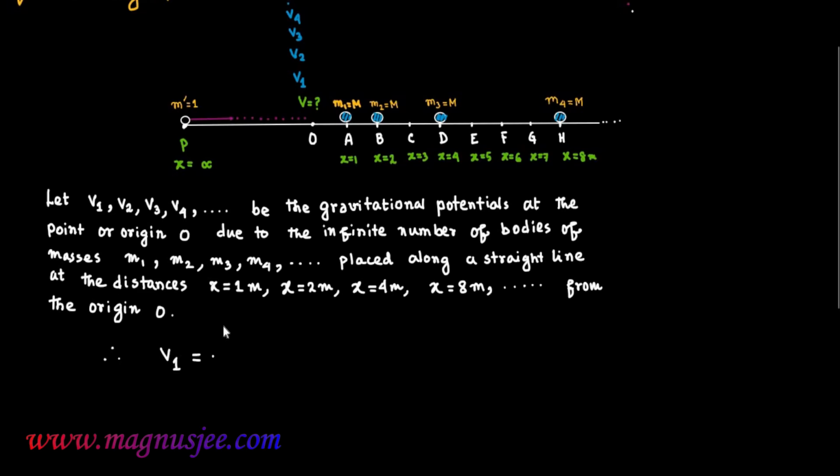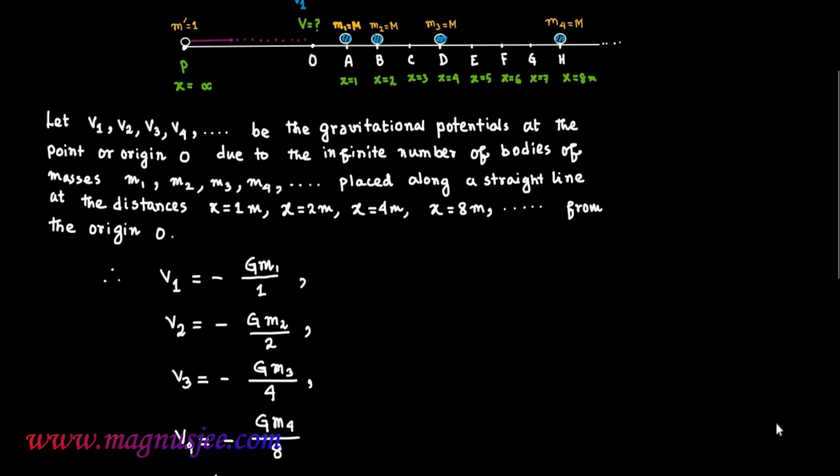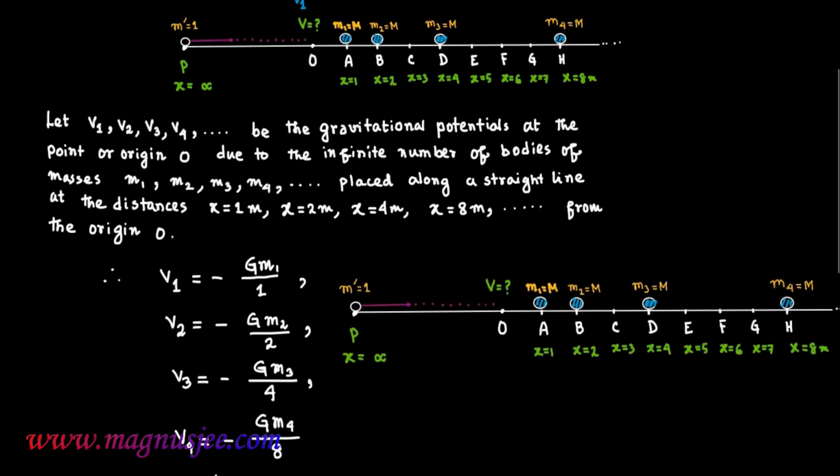Therefore, V1 equal minus G m1 by 1, V2 equal minus G m2 by 2, V3 equal, which is very important, V3 equal minus G m3 by 4, not divided by 3, because the third body is at the distance of 4 meter from the origin. V4 equal minus G m4 by 8, where 8 means the fourth body is at the distance of 8 meter.